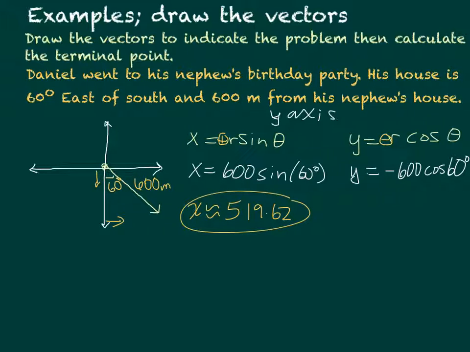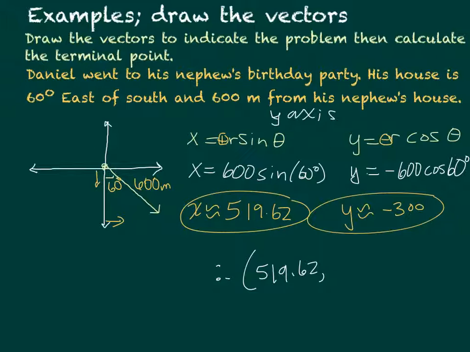So y is going to be approximately equal to negative 600 times the cosine of 60 degrees. If you type that into the calculator, you get negative 300. So what that means is the point (519.62, negative 300) is his nephew's house.